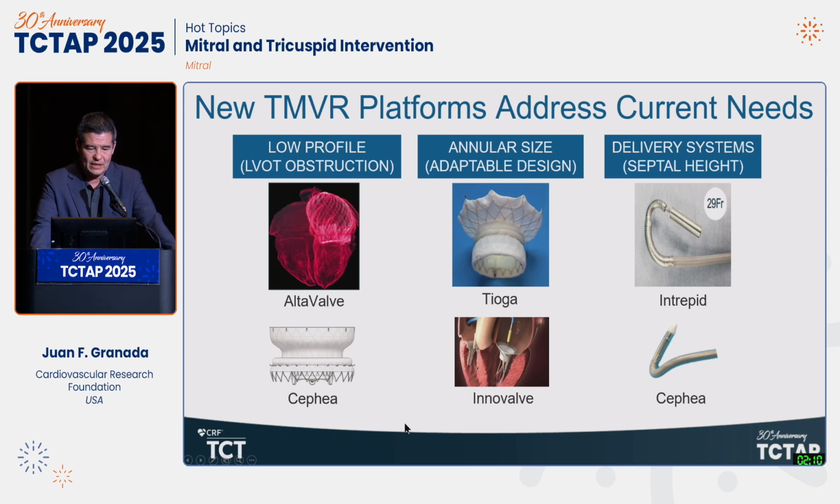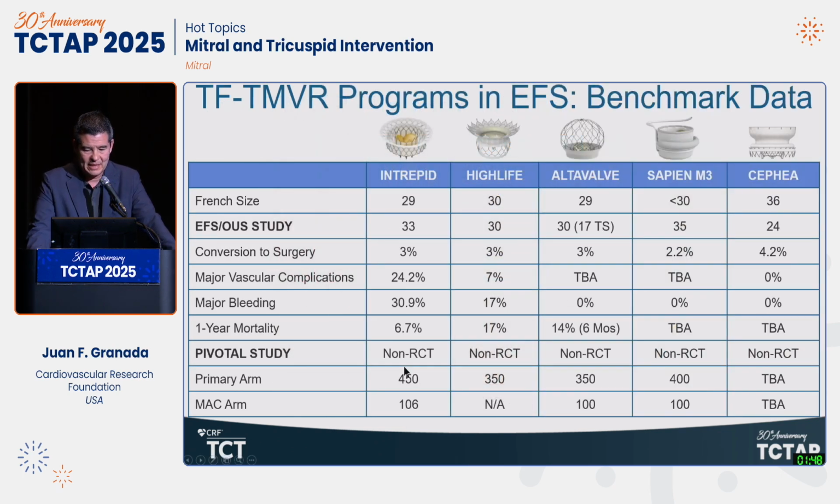The good news is new TMVR platforms continue to evolve, and they are getting smarter. New devices and new iterations of previous generations are now ready to address some anatomical issues, such as low-profile valves, different annular sizes for small and big annuli, and smart delivery systems that can overcome the septal height limitations.